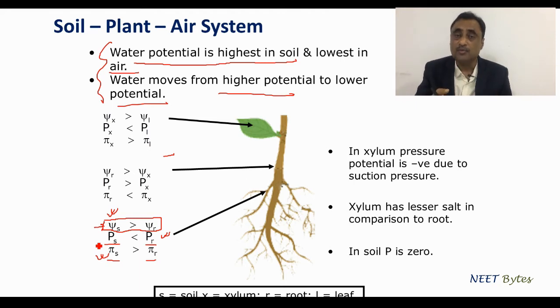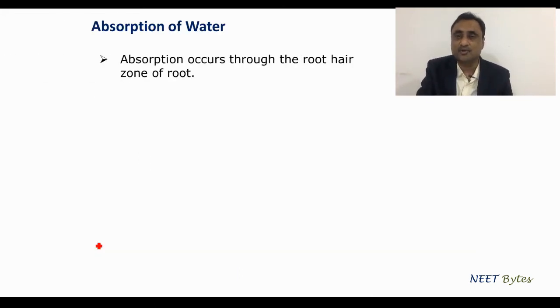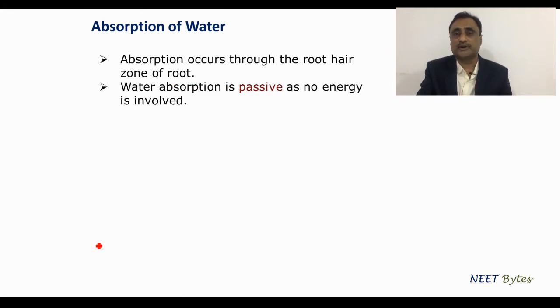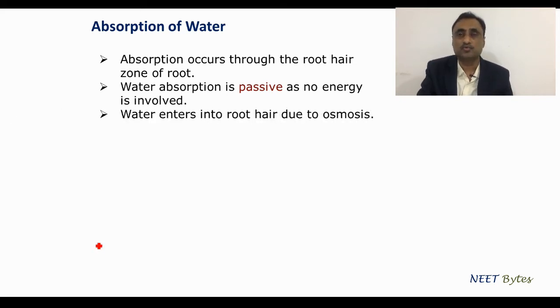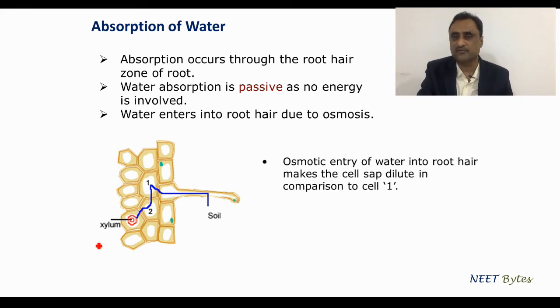So this is how we can describe the entire soil plant air system. I hope the concept is absolutely clear at your end, right? Let's talk about how water is going to be absorbed. We know very well absorption of water occurs through the root hair zone, and the process of absorption is osmosis. It is a passive process, no energy is involved. Now let's try to understand the entire process with a simple diagram that is in front of you.